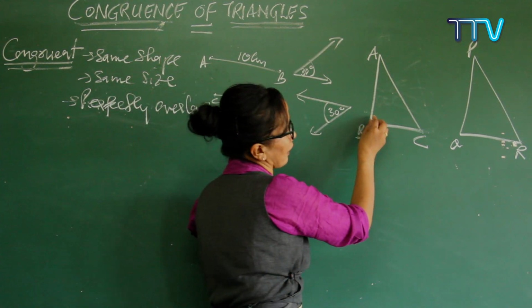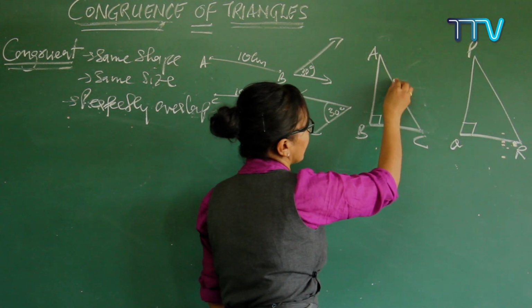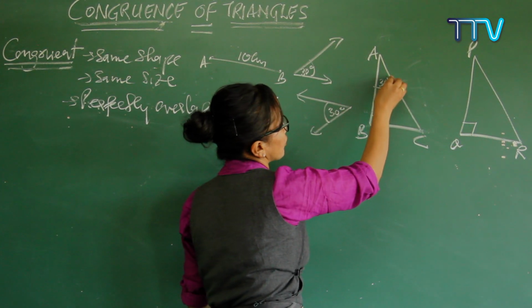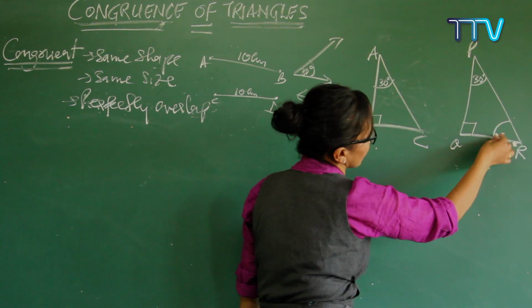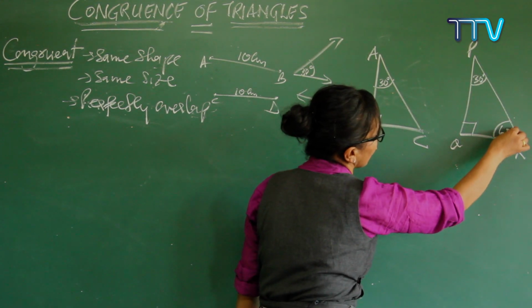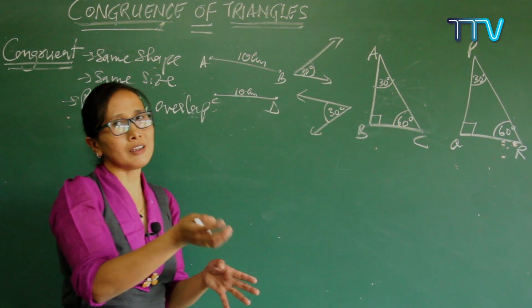By looking at the size or measures. This is 90 degree, this is 90 degree. And this angle, let's say 30 degree, I'll just put it here, 30 degree. This angle is also 30 degree. Now come to this one, this angle is 60 degree. Let me give this angle 60 degree. Got it? Now all three angles are equal to each other.